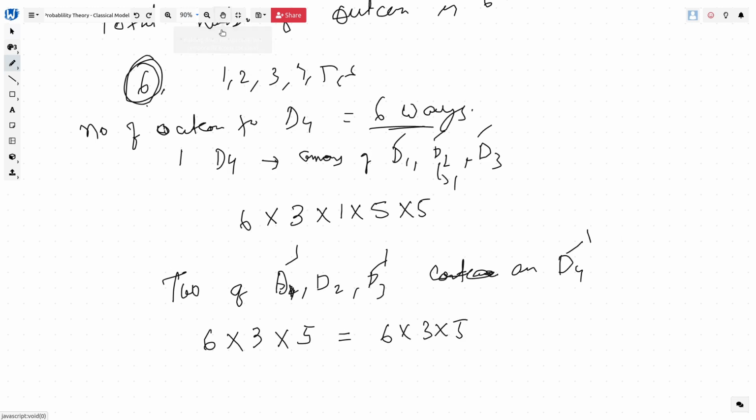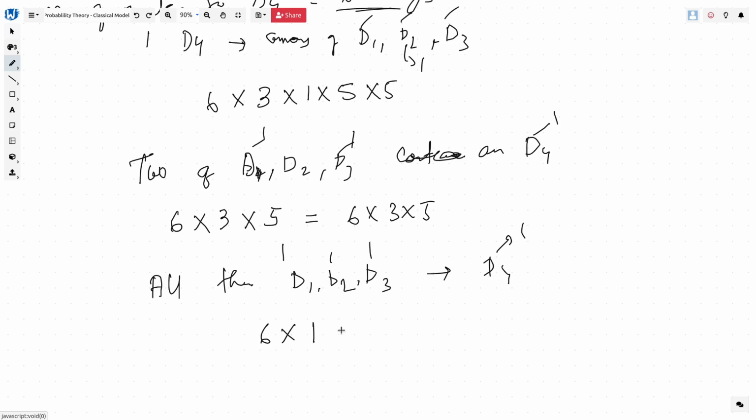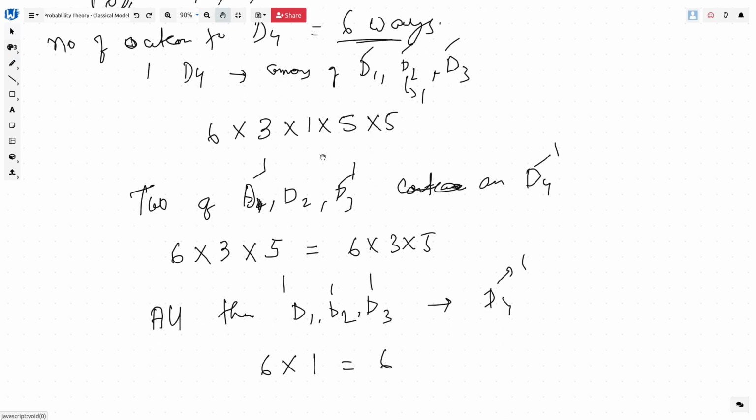And finally, we will see when all 3 of D1, D2 and D3 will have the same number as D4, right? So D4 is 1, then all these 3 are 1, right? So this can be arranged in 6 into, there is only one way, so this is 6 into 1, right? 6. Now, our final outcome will be adding these 3 and dividing by the total outcome, right?